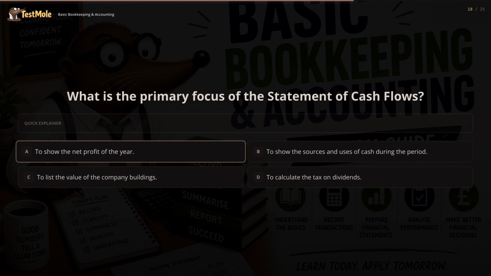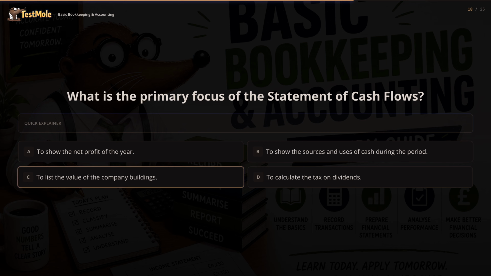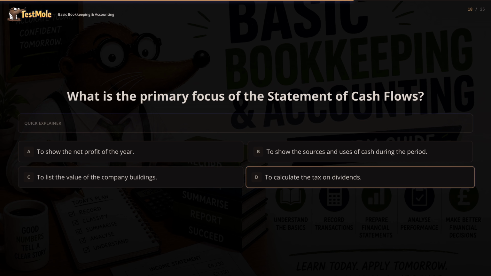A. To show the net profit of the year. B. To show the sources and uses of cash during the period. C. To list the value of the company buildings. D. To calculate the tax on dividends.